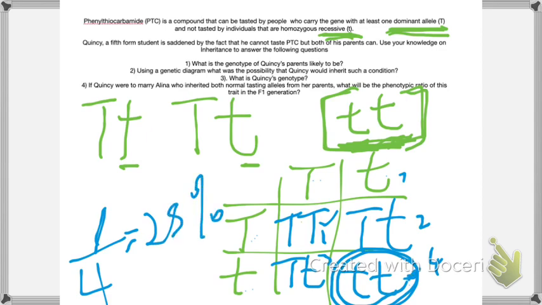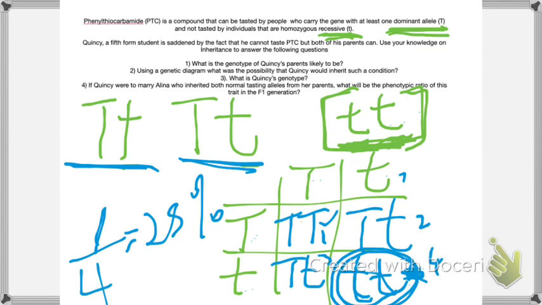This 25% is the probability that Quincy actually inherited. That probability is what he inherited. So this is what Quincy is. Quincy is homozygous, recessive. He inherited that trait from those two parents that were carriers of this ability to not taste PTC. Right? So the parents were obviously heterozygous, having two sets of different alleles for the same trait.